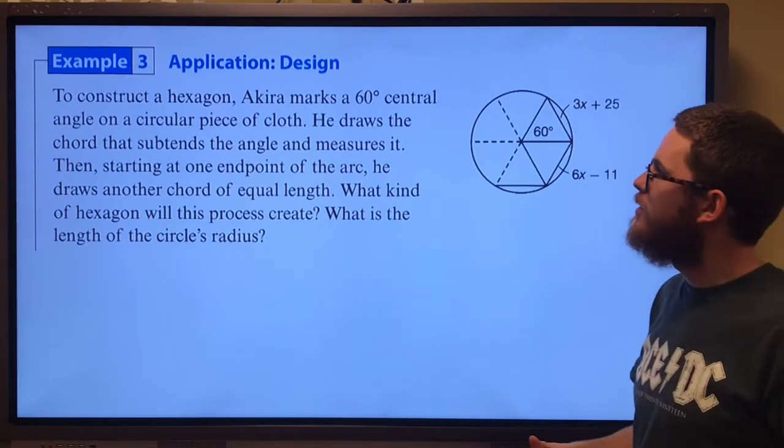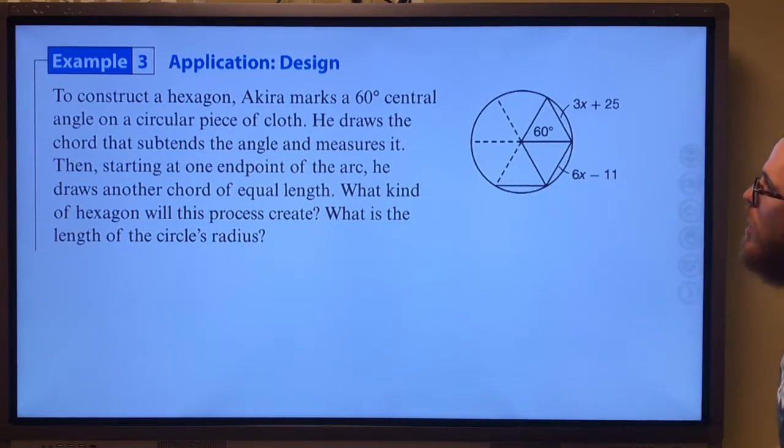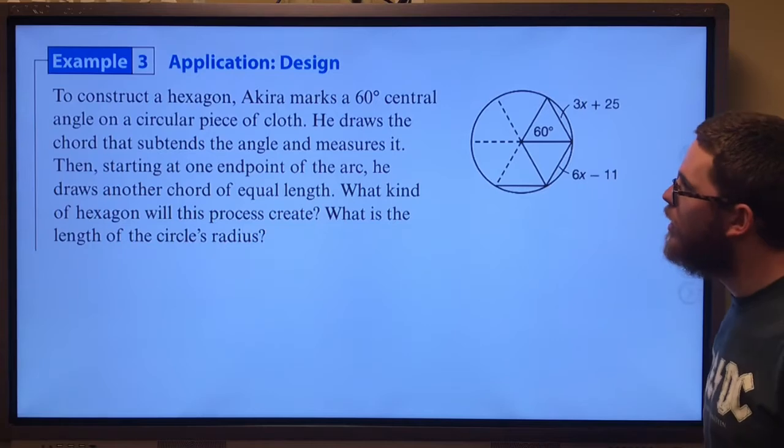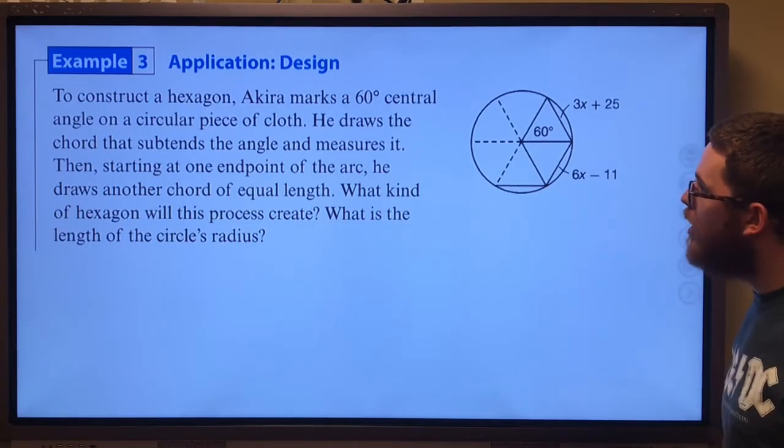Here it says, to construct a hexagon, Akira marks a 60-degree central angle on a circular piece of cloth.